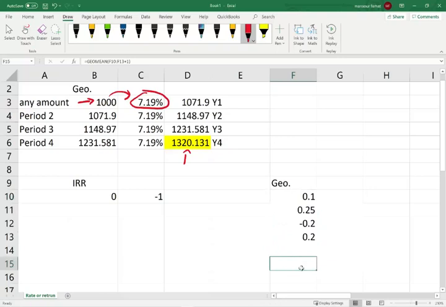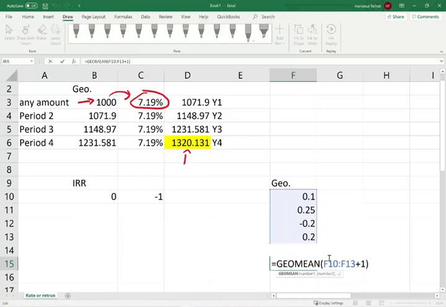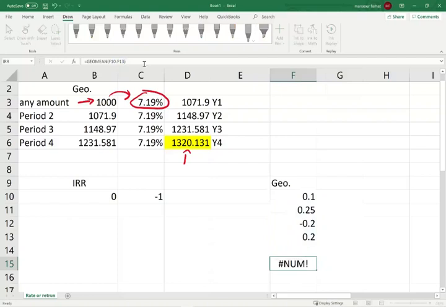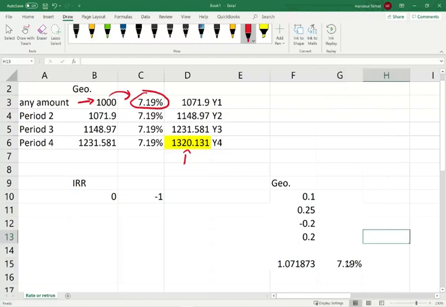And you use this formula, just as simple as that. Let me show you the formula. You go to GEOMEAN, and you highlight the rates, and you add one. The formula asks you to put plus one. Then you take the result and subtract one from it. And you'll get 7.19%. So it's a very, very simple way to compute it using an Excel sheet.